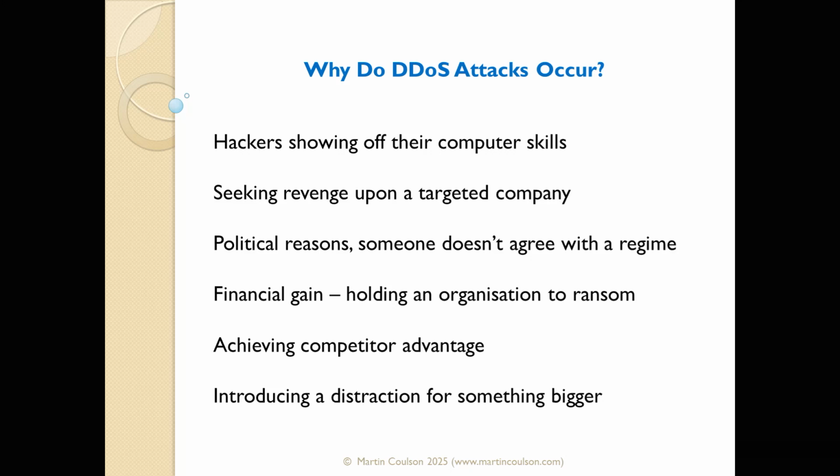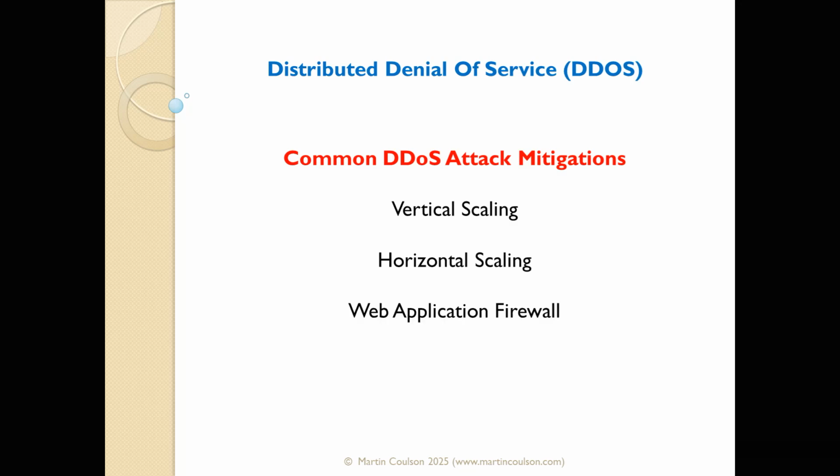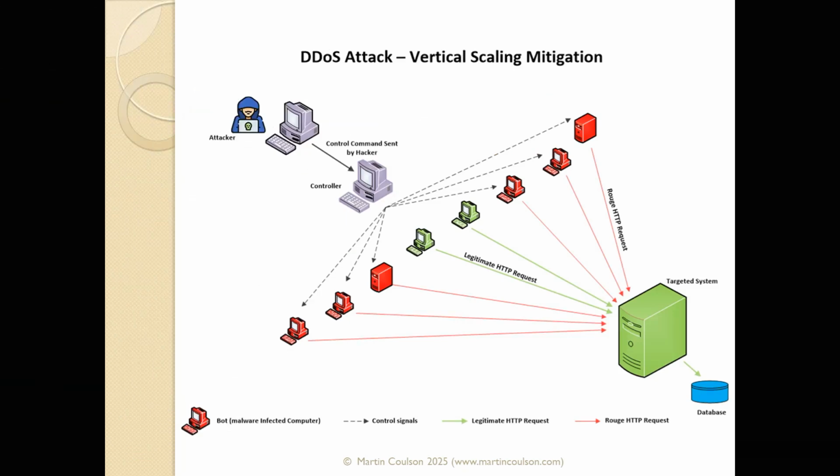Now that we have seen how DDoS attacks can occur, some of the DDoS mitigations are as follows. Vertical scaling. Horizontal scaling. Implementing a web application firewall. Improving network and host security. Now, let's look at each of these in turn. Vertical scaling. This is where we increase the computing power, so that it is able to cope with a massive increase in traffic.